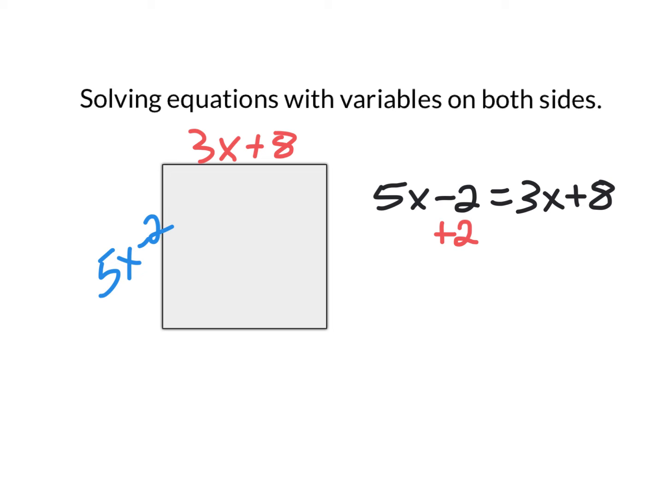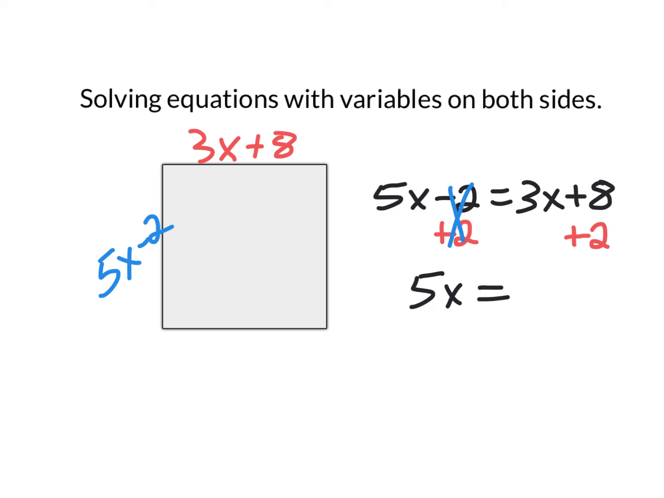Now, we're not adding 2 to the 5x. We're just adding 2 to the negative 2, so those will cancel. And remember, we can do that as long as we add 2 to the other side as well. And again, I'm not adding 2 to anything but the 8. I'm not adding 2 to 3x. It's just the constants that we're dealing with, okay? Now, I think you remember that these 2's cancel each other out, because negative 2 plus 2 is 0. So on the left side, all we have left is 5x equals.